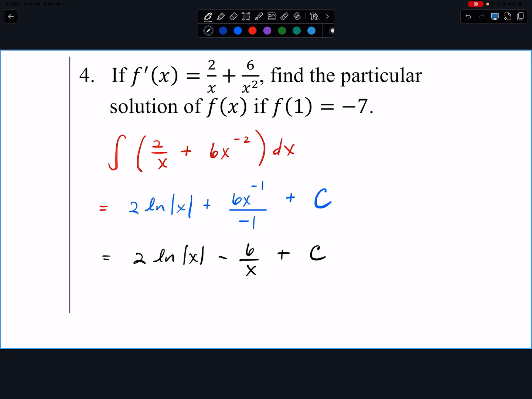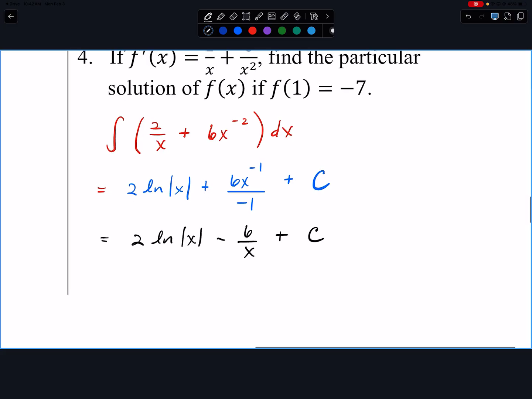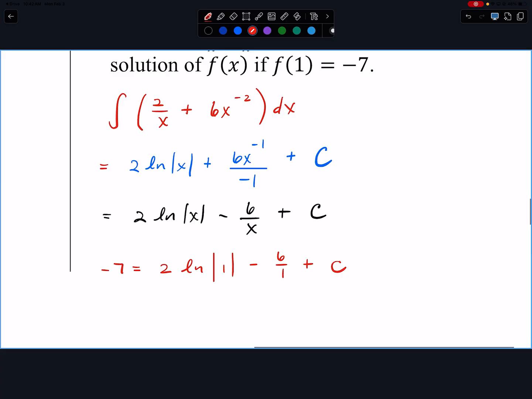Okay, now, this is what we call an initial condition. Knowing that if I plug in 1, I get negative 7, we can use that information to solve for c. So that means that negative 7 is equal to 2 ln of the absolute value of 1 minus 6 over 1 plus c. Is everyone cool with that?